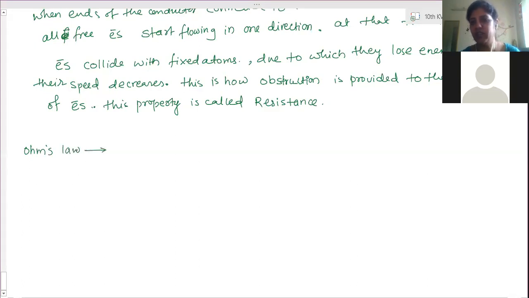Ohm's law. Now, the scientist Ohm has given the relation between V and I. What does V mean? Potential difference. What is I? Current. So the relation between V and I is given by the physicist Ohm. His law is called Ohm's law, and the conductors which follow this law are called ohmic conductors.